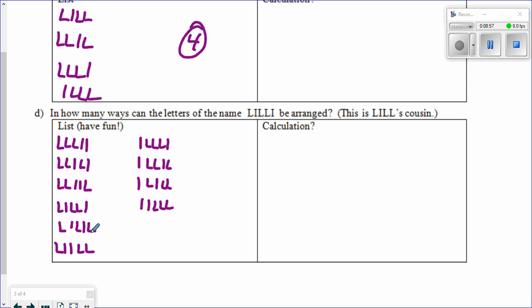So 1, 2, 3, 4, 5, 6, 7, 8, 9, 10. Hopefully you only found 10 as well. So again, arranging, none of those look the same. So we have 3 L's at the beginning here. You see we don't have that another time because you can't distinguish between any of those 3 L's.